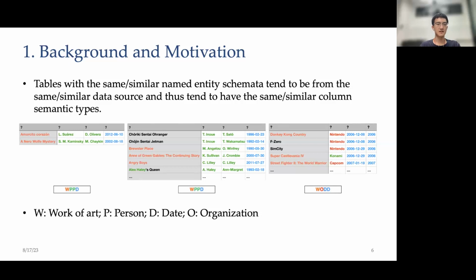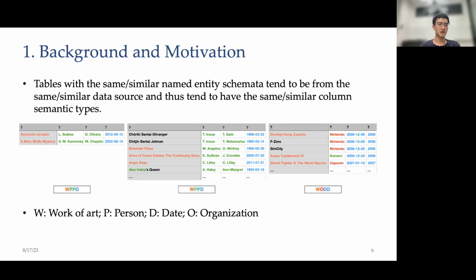We can observe that the tables with the same or similar named entity schemata tend to be from the same or similar data sources, and thus are likely to be the complement for each other. And therefore, they tend to have the same or similar column semantic types. As shown in this example, tables 1 and 2 have the same named entity schemata. And indeed, they are both describing the content of TV series. While the third table has a different named entity schema, the third table is about video games.